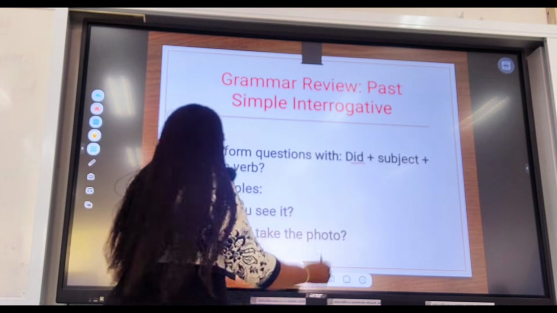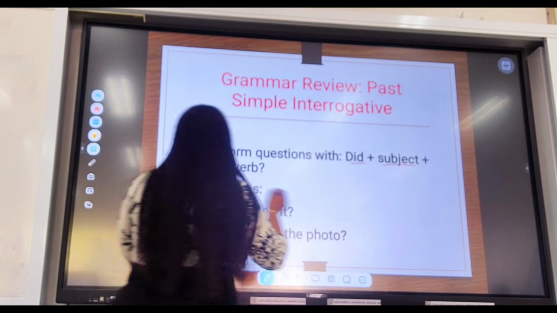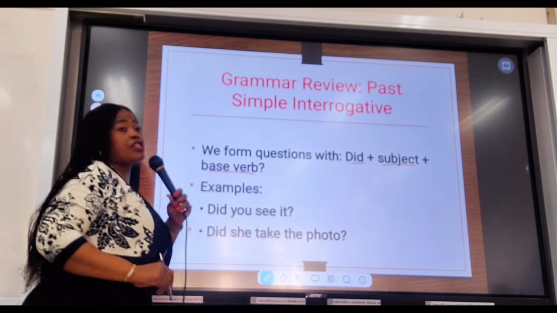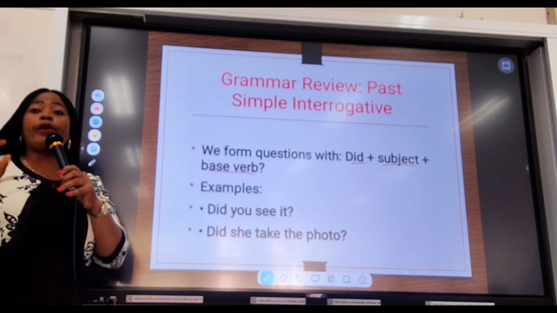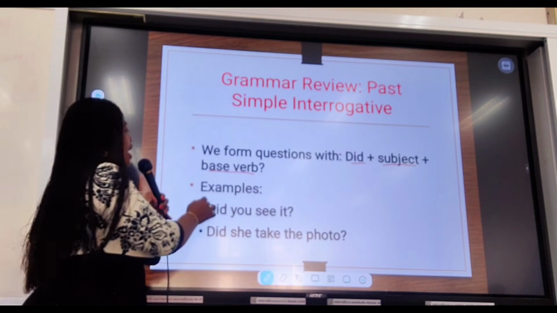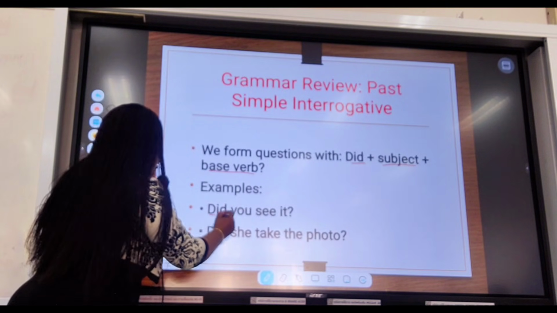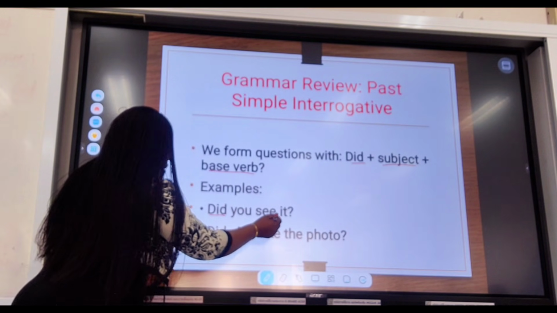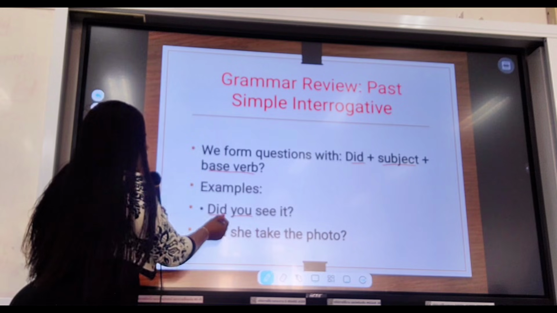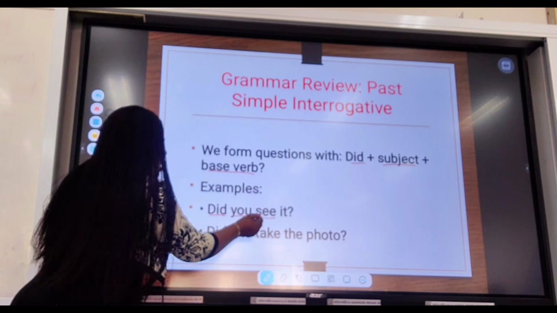Did plus subject plus base form. That is the structure of the past simple interrogative. For example, did you see it? Did you see? So did is the auxiliary, you is the subject, and see is the base form.